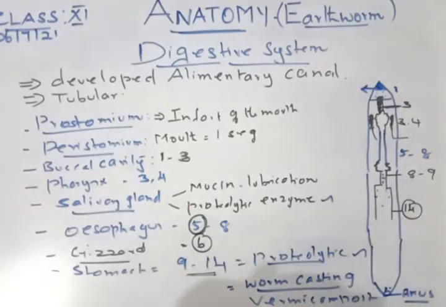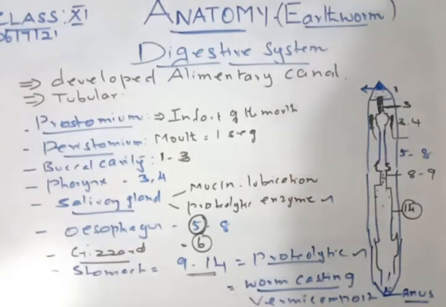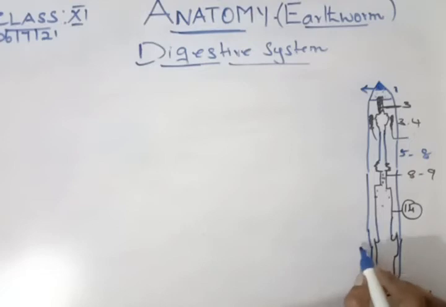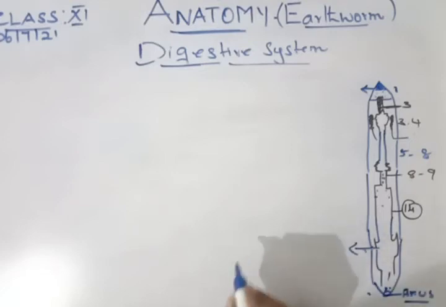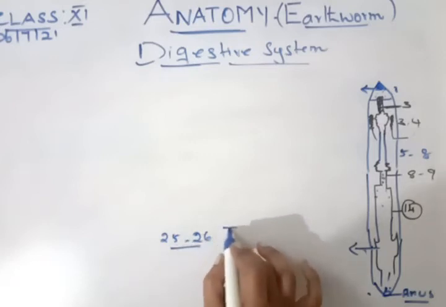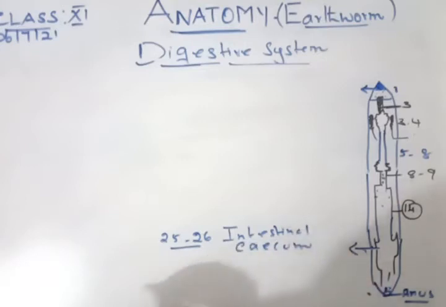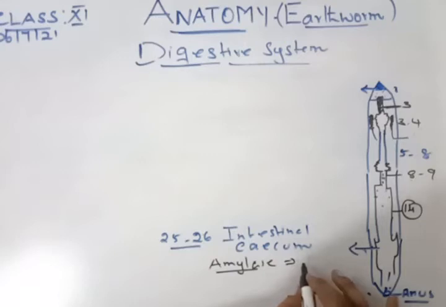One thing that we have to discuss in between. The intestine just goes down and comes up to the anus, but here one more structure is added, and we will discuss that structure now. You can find a structure which is different from the intestine, around the 25th to 26th segment, and it is called the intestinal cecum. The intestinal cecum secretes an enzyme called amylase, and the amylase enzyme is involved in the digestion of carbohydrate or starch.